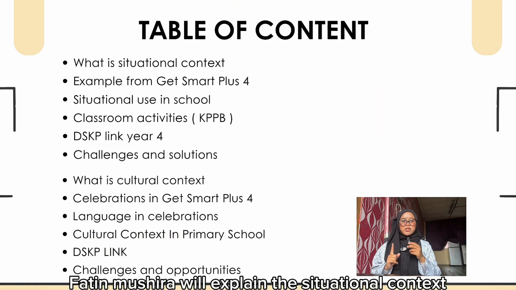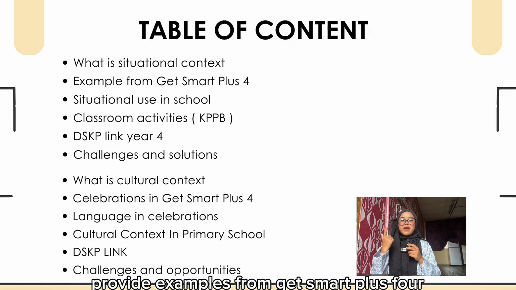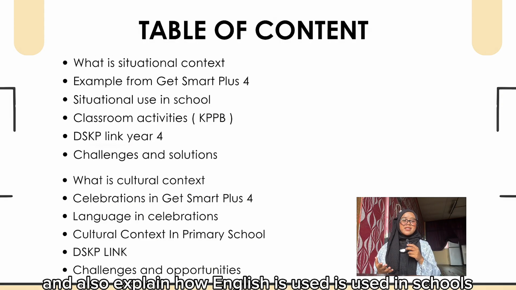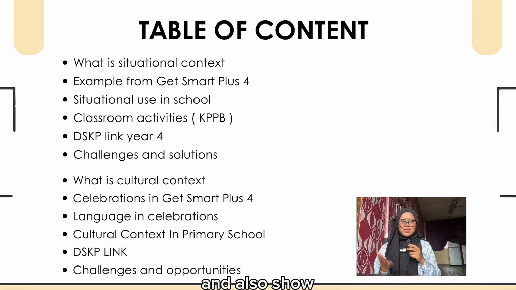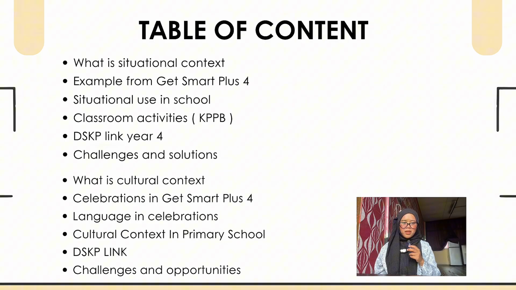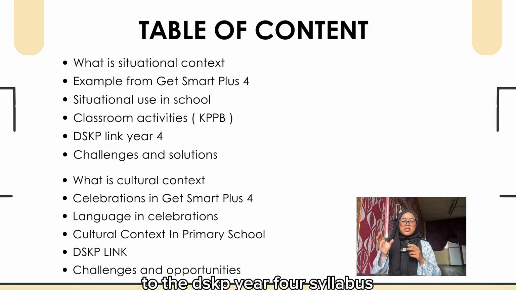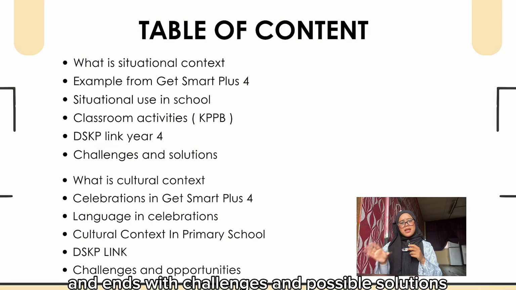First, Fatin Mushira will explain the situational context. She will begin with the definition, provide examples from Get Smart Plus 4, and also explain how English is used in schools, and also show some classroom activities that connect to KPPB. Her section is also linked to the DSKP Year 4 syllabus and ends with challenges and possible solutions.